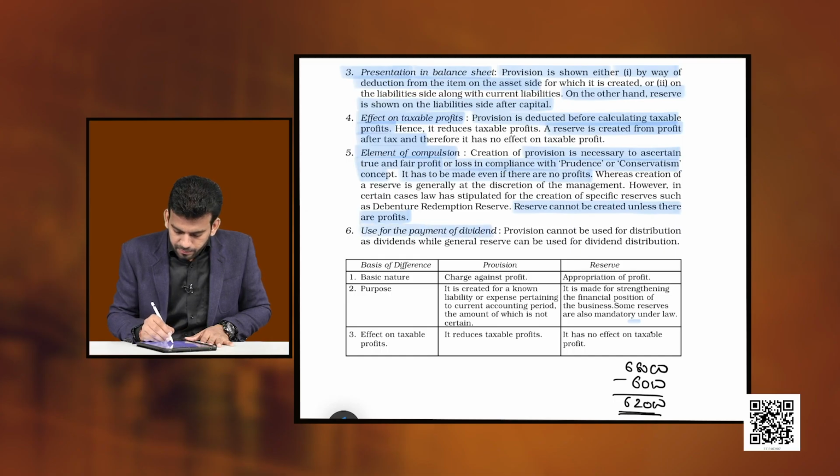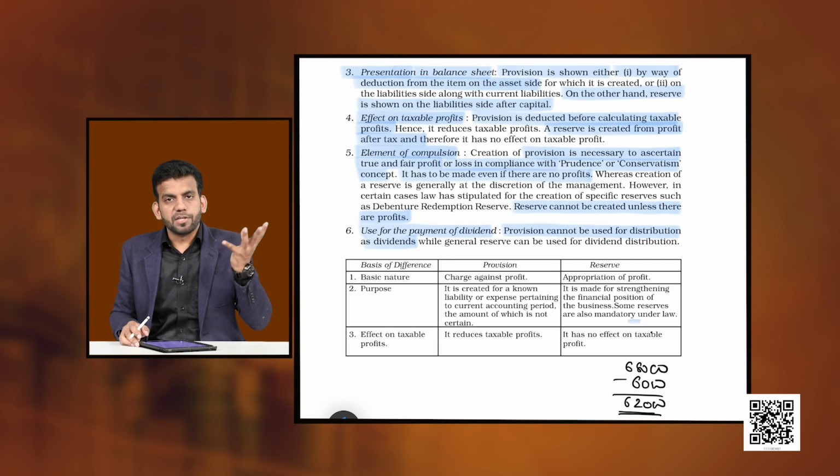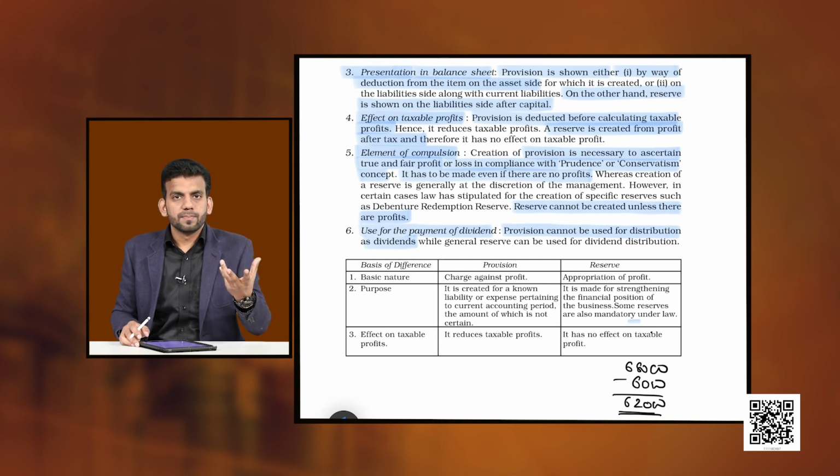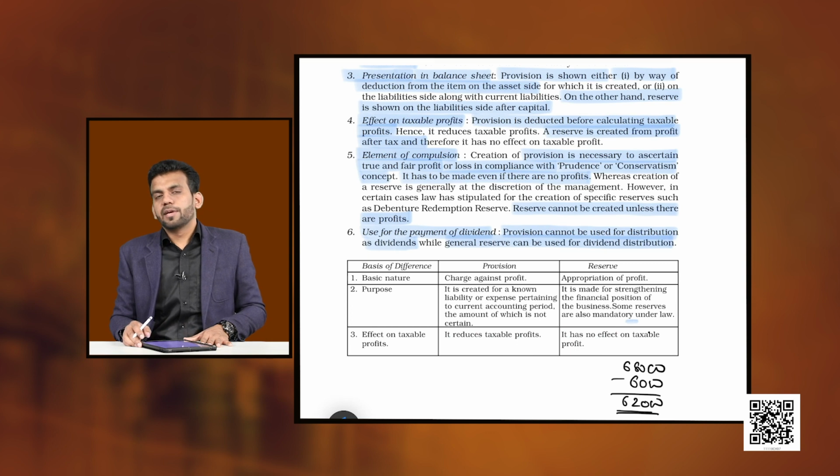And the last difference is use for the payment of dividend. Provision cannot be used for distribution as dividend because provision is a future anticipation for the loss. It's a charge. So how can you use that as dividend? But general reserve can be used for dividend distribution. So these are the differences between provision and reserves.